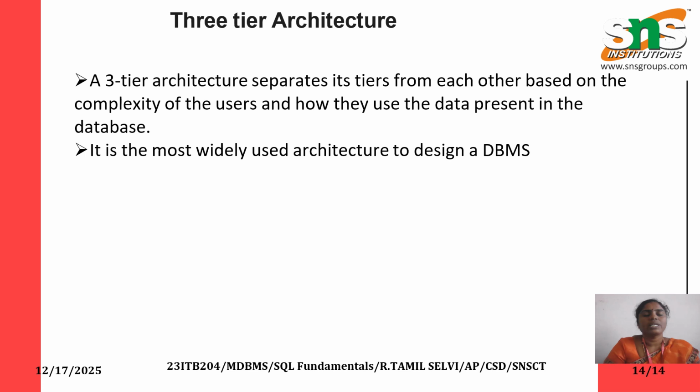A three-tier architecture separates its tiers from each other based on the complexity of the users and the data used in the database. It is the most widely used architecture to design a DBMS for two reasons. The first one is that it is most secure and scalable, and the second thing is that three-tier architecture is used in web applications when compared to one-tier and two-tier. So it is considered the most widely used architecture.